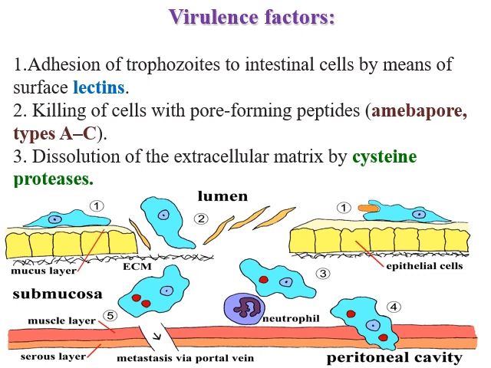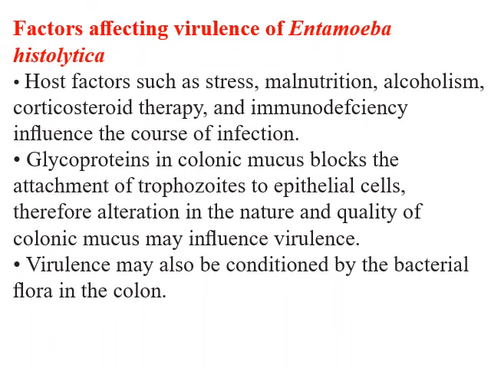So we have three types of virulence factors. We have surface lectin, amoebapore type A to C, and we have cysteine proteases. These are the three factors of virulence of Entamoeba histolytica.